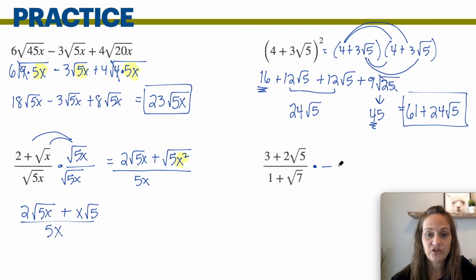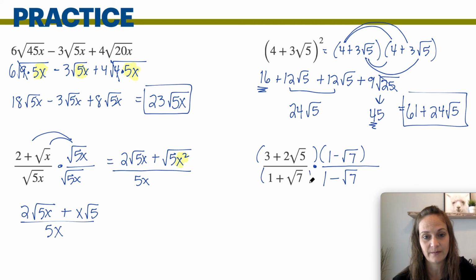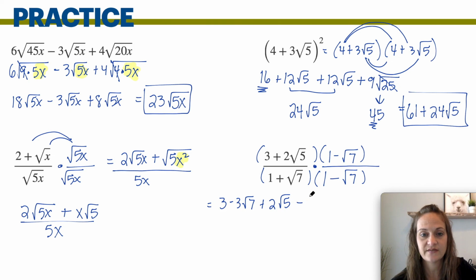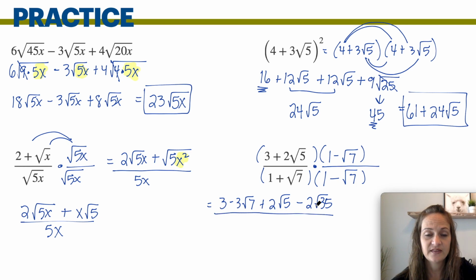In this last one, you will need to write the conjugate down, which is 1 minus the square root of 7, and you will need to FOIL both the numerator and the denominator. So for the numerator, 3 times 1 is 3. 3 times the square root of 7. 2 square roots of 5. And then 2 square root of 5 times square root of 7 is going to be a negative 2 square roots of 35. And then in the denominator, 1 times 1 is 1, minus the square root of 7 plus the square root of 7, and then minus the square root of 49.